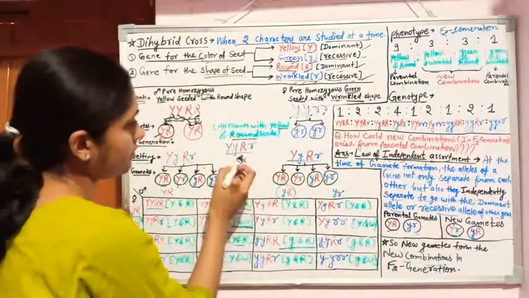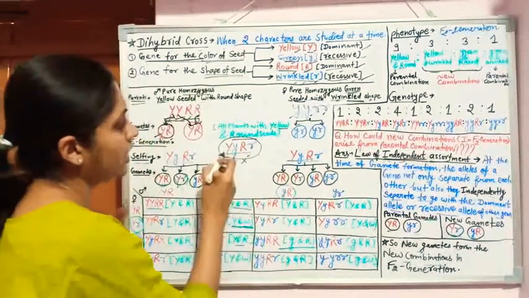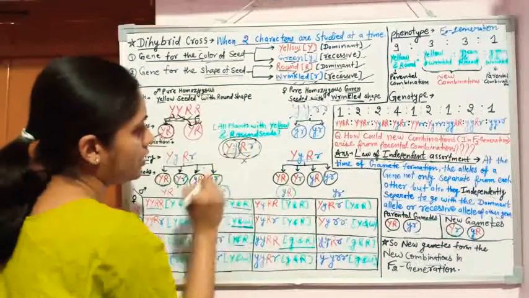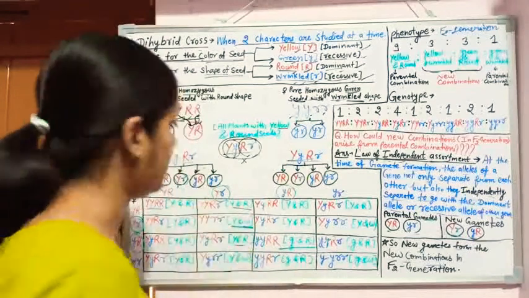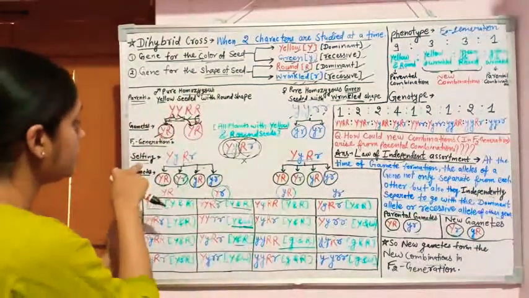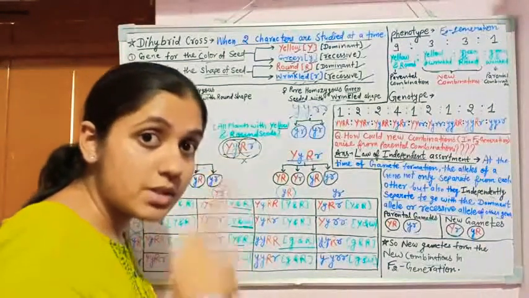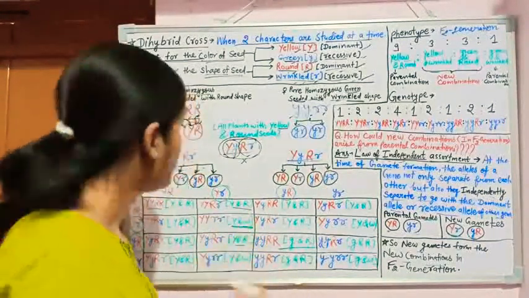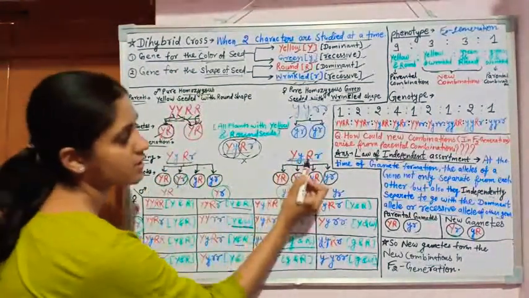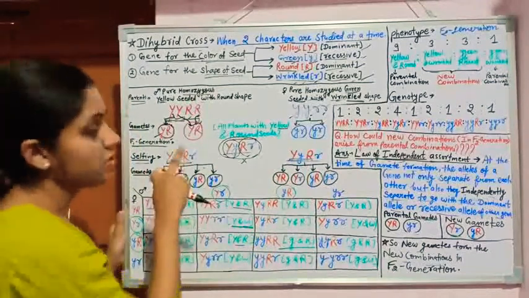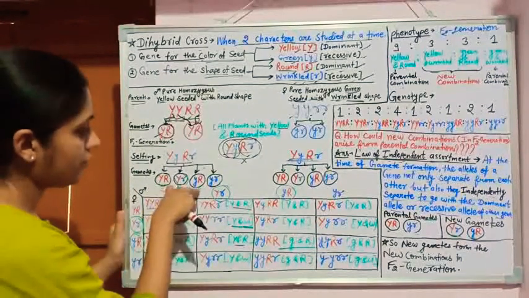And genotypically it is heterozygous, meaning both the alleles are of different types, one dominant and the other recessive. Then after this we will do the selfing. Selfing means two plants with similar genotype are made to reproduce, and here you can see this and this are the same, so this is known as selfing, not a cross. Then we will form the gametes.